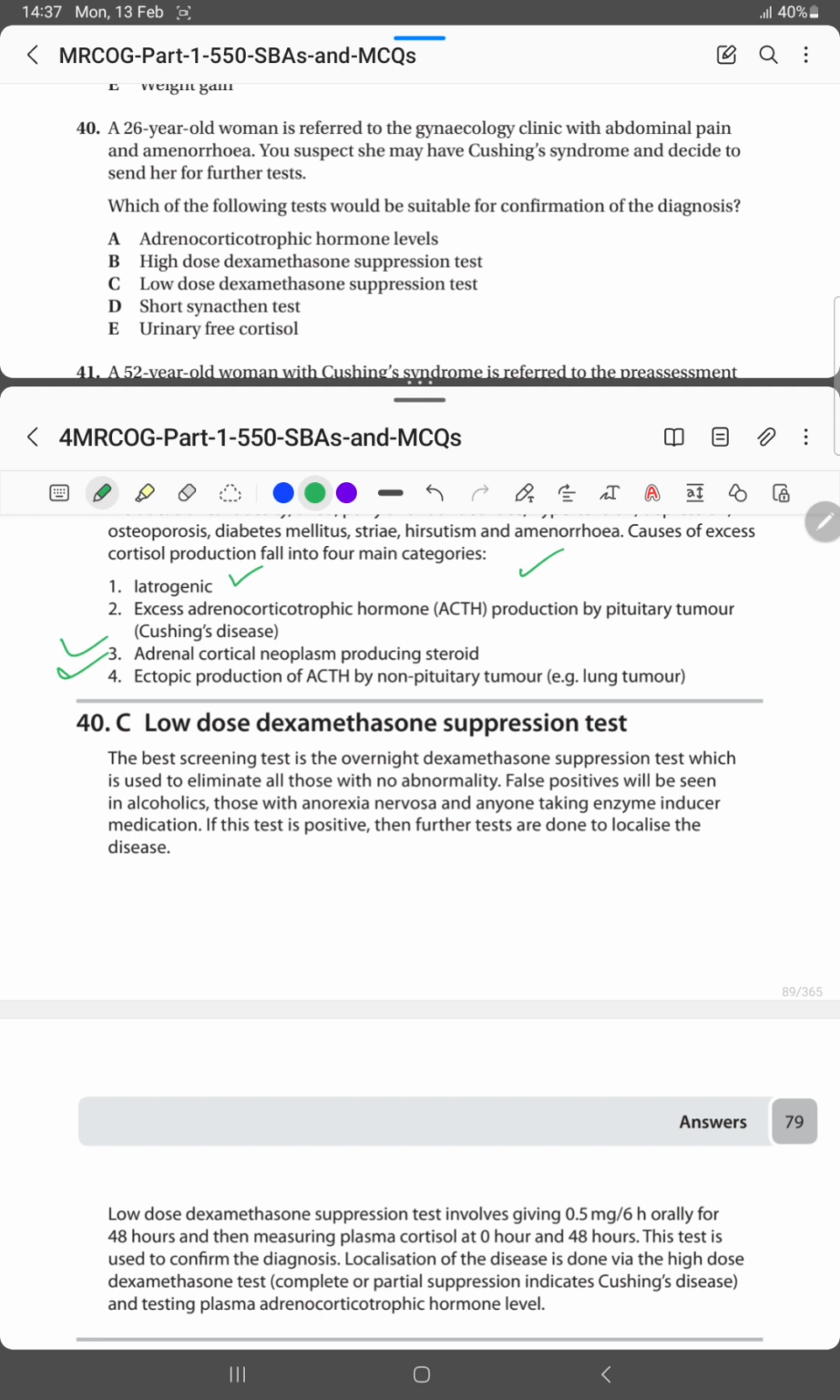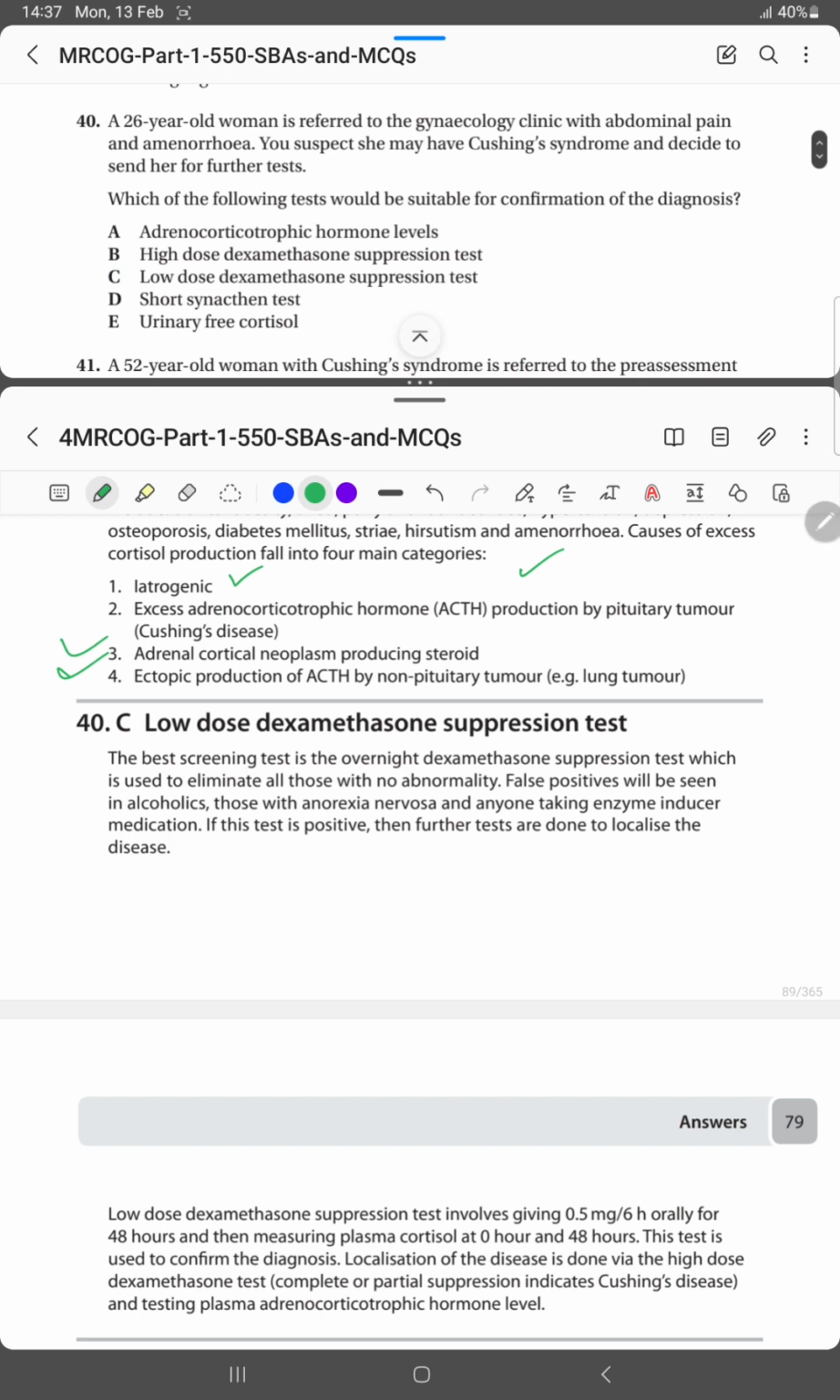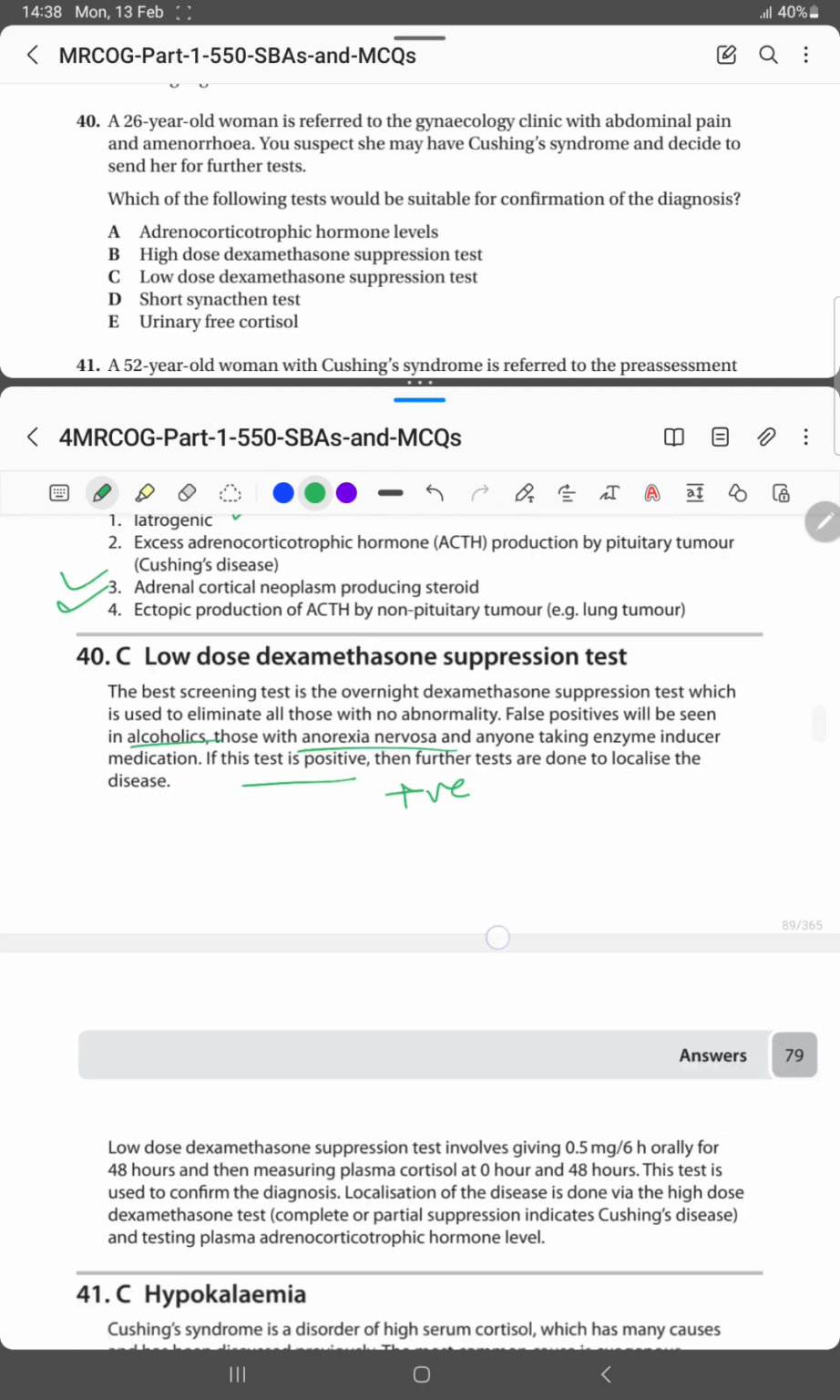For confirmation of the diagnosis, the test is the low dose dexamethasone suppression test. The best screening test is the overnight dexamethasone suppression test, which is used to eliminate all those with no abnormalities. False positives are seen in alcoholics, those with anorexia nervosa, and anyone taking enzyme inducer medicines. If this test is positive, then further tests are done to localize the disease.